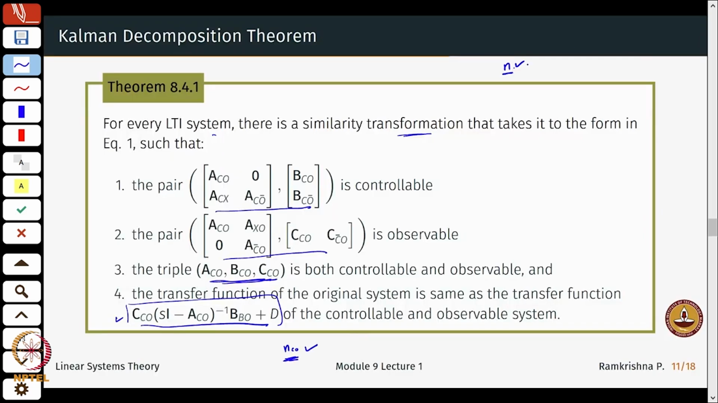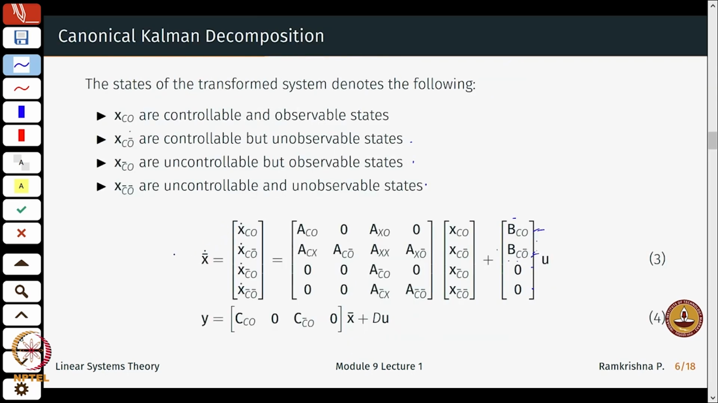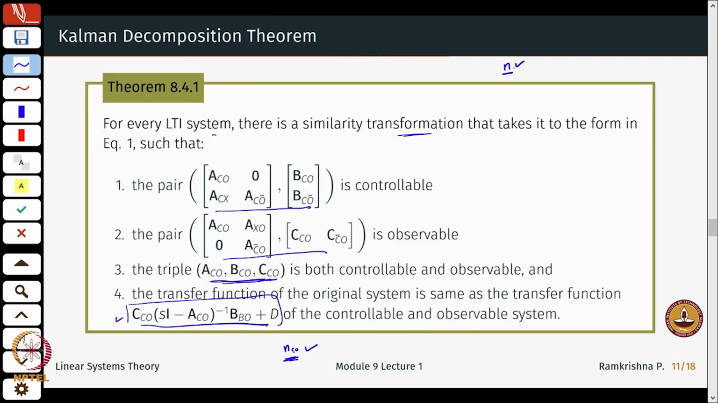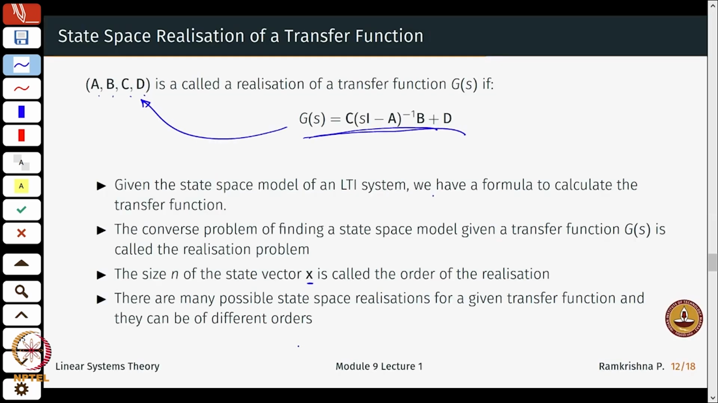So, here I started with a system which was like this. In this realization, this x bar was also of dimension n, whereas if I look at the transfer function, it might just show me a smaller number of poles, or that is the minimal order of the system. That is what we will derive now.